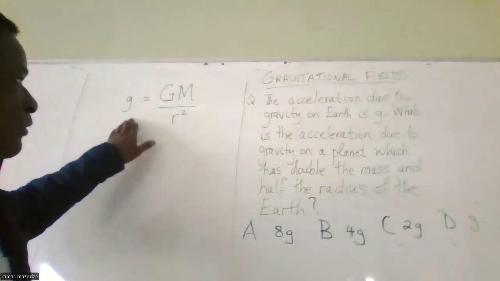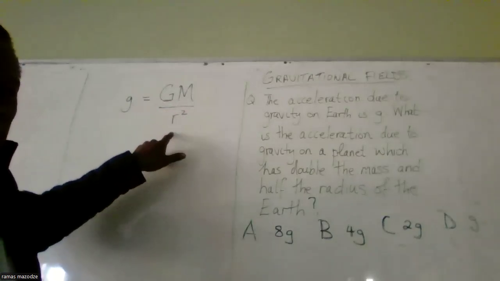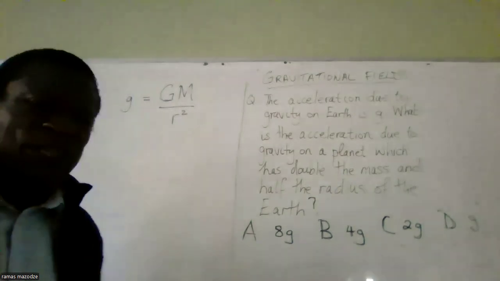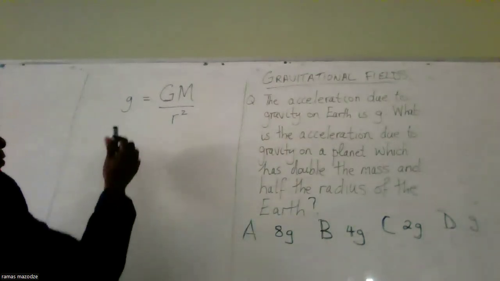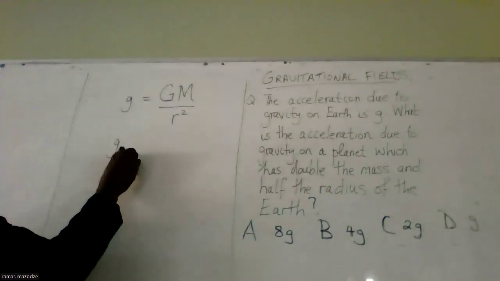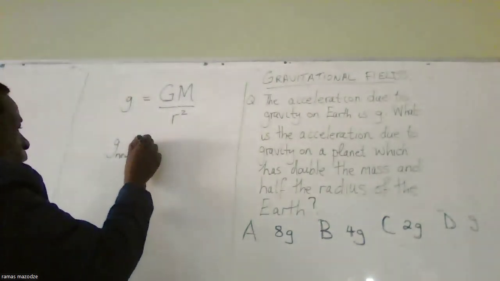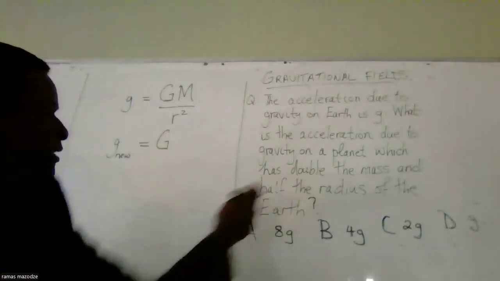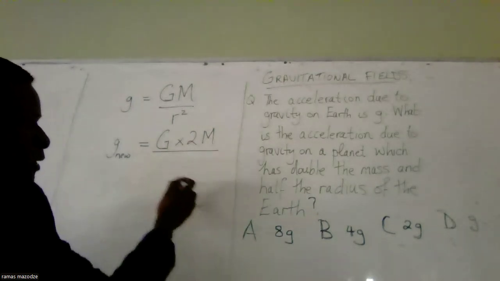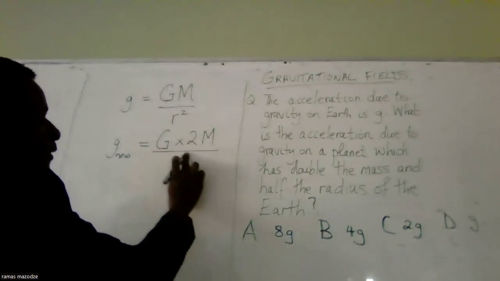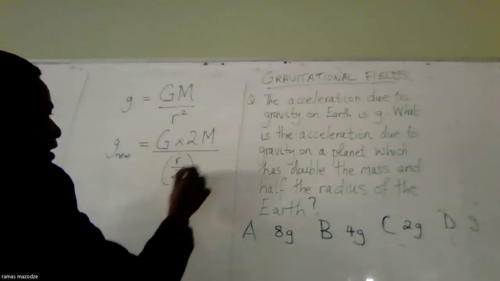So this is the formula that we can use. For example, when we're talking about the acceleration due to gravity on Earth, it is 9.8. It is big G times the mass of the Earth over the radius squared. Good. So the approach that I use to answer this question is as follows. This is g. Now we need what I call g_new, g subscript new, which is the acceleration due to gravity on the new planet. So it's going to be big G, the mass is double, so it's times 2 big M, over the radius, which is half. Half of the radius is R over 2, and all of that is squared.